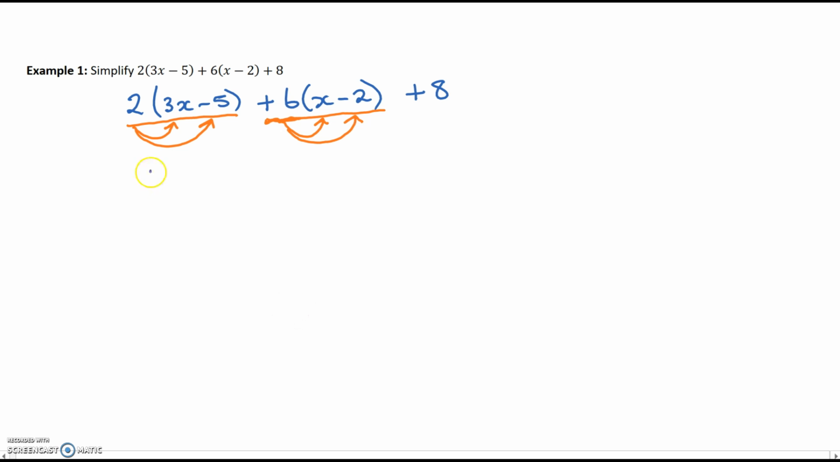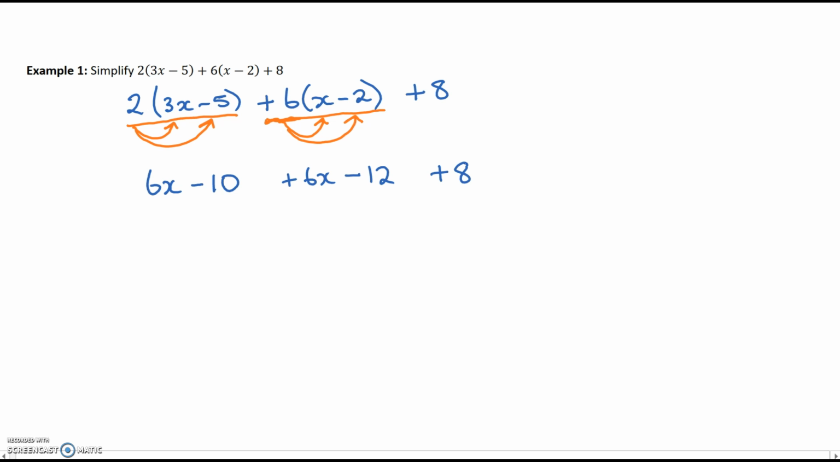Okay, so 2 times 3x is 6x, and 2 times negative 5 is negative 10. So that's the first piece done. Then we move over here. Plus 6 times x is plus 6x, and plus 6 by negative 2 is minus 12. And then we have this plus 8. We're just going to bring it down. It wasn't involved earlier, so we just bring it down.